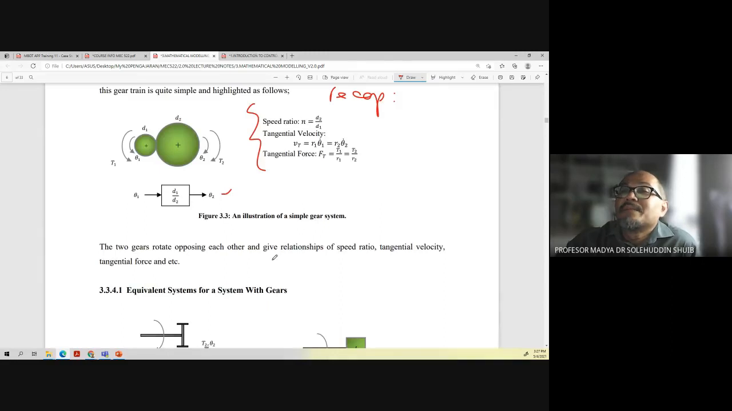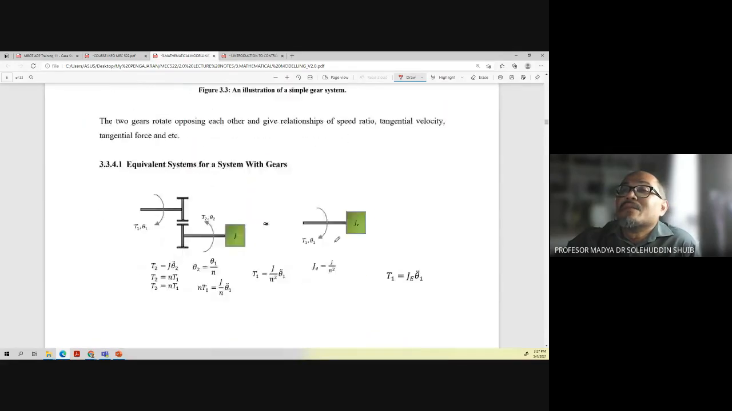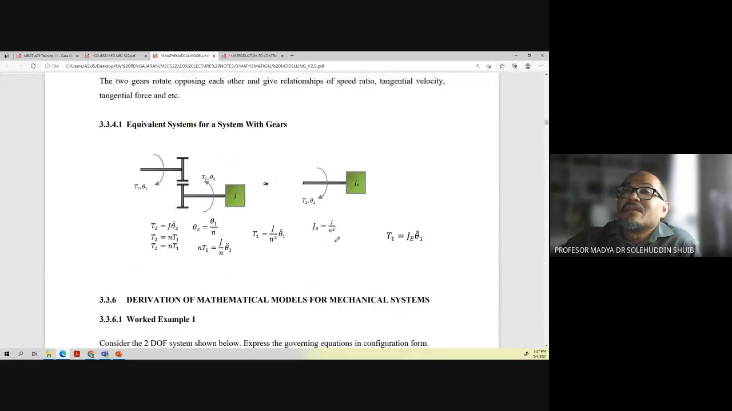All right. So the two gears rotate. They oppose each other and will give the relationship of speed ratio, tangential velocity, tangential force, etc. Okay. Just to refresh what you have learned before. Next one is equivalent system.